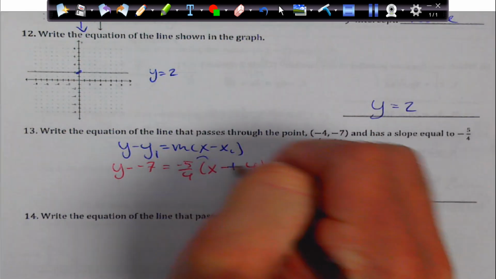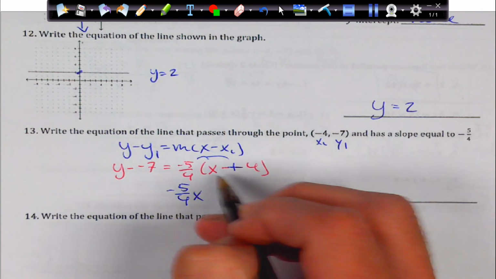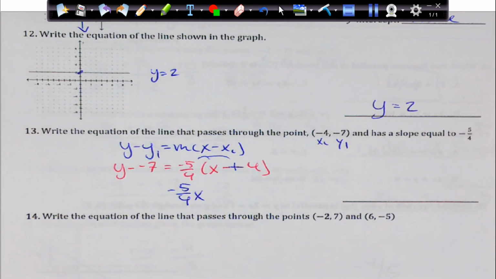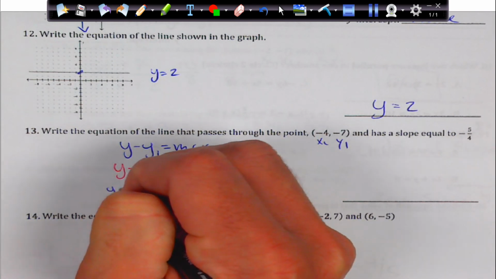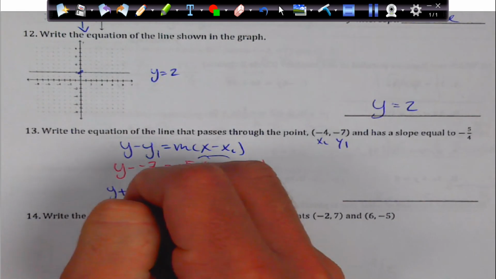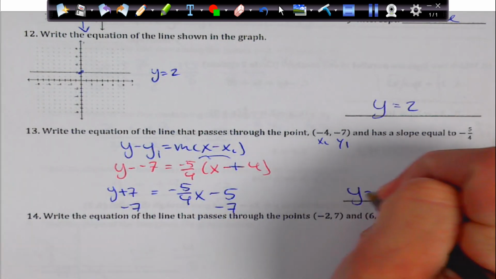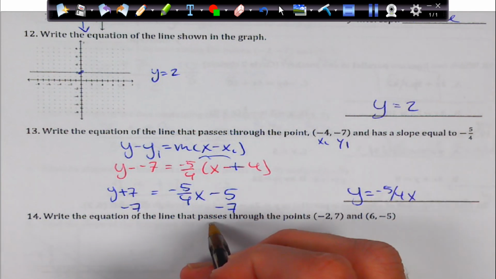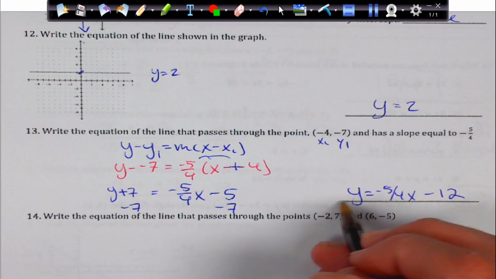This is going to become positive. So we get negative 5 over 4x. Now, negative 5 over 4 times 4. The 4 is actually going to cancel. I'm going to just be left with negative 5. And over here we get y plus 7. The last step I have to do is subtract the 7 over. Take 7 away. So we get y equals negative 5 over 4x. Negative 7 minus, negative 5 minus 7 is a negative 12.